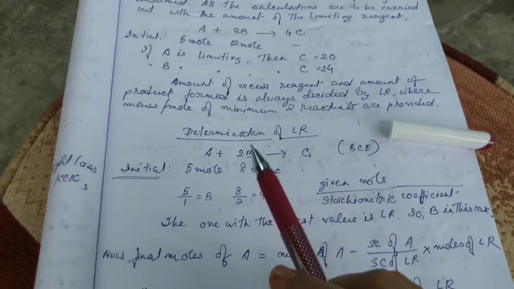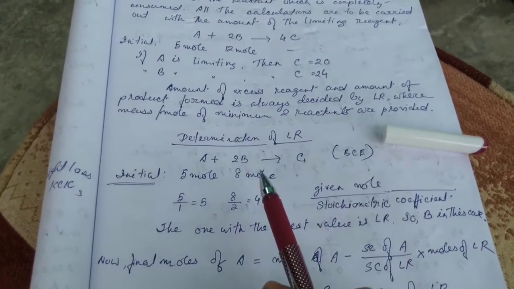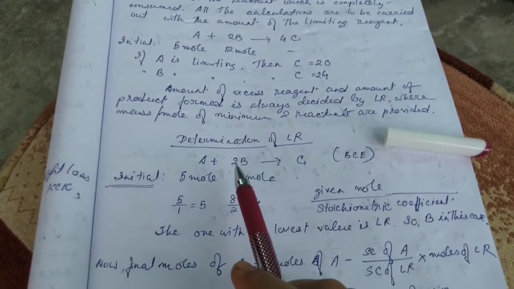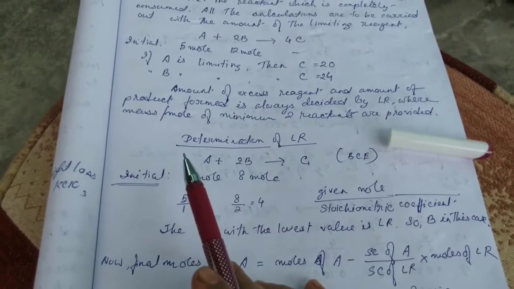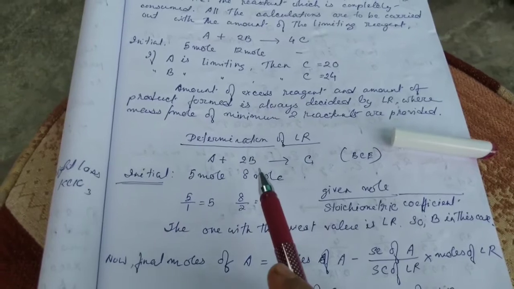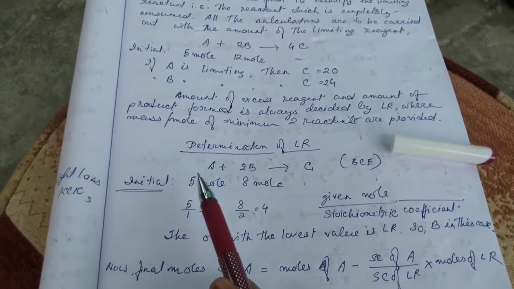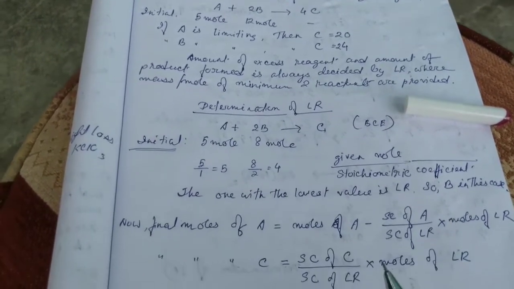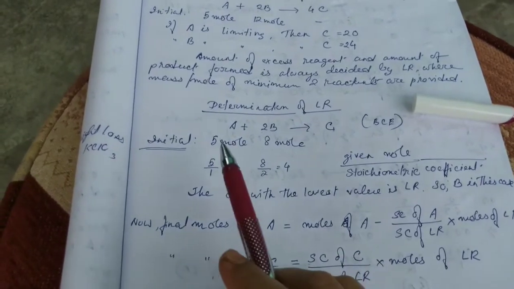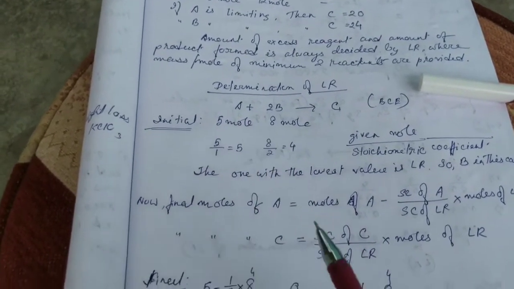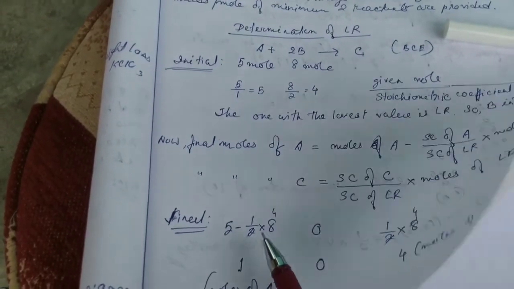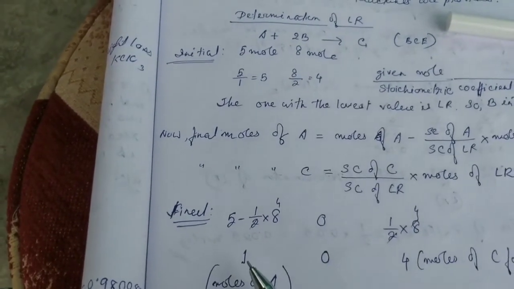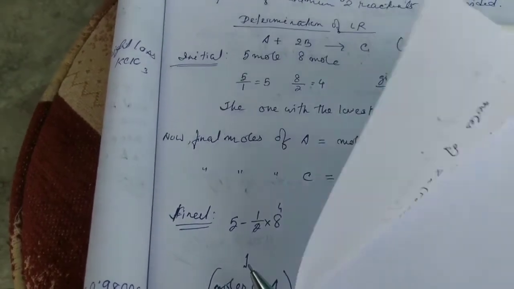Say now your B is the limiting reagent. So with 2 moles of B, 1 mole of A reacts. Then with 8 moles of B, how many moles of A will react? It will be simply 1 divided by 2 into 8, isn't it? And moles of A is already 5, that means it will be 5 minus 1 divided by 2 into 8, that is equal to 1. So moles of A left will be 1.